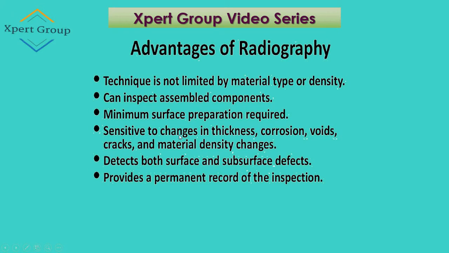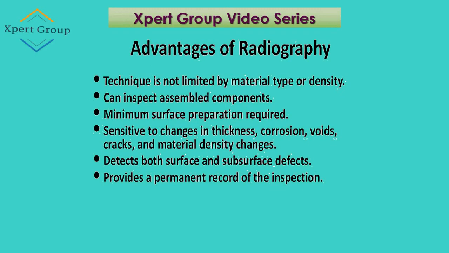Now, it is sensitive to changes in thickness, corrosion, voids, cracks, and material density changes. This is very sensitive to changes. It can find out the thickness, and it can find out if corrosion is there. If there are cracks, or if the material is changing its density, then you can find that out by using radiographic techniques.